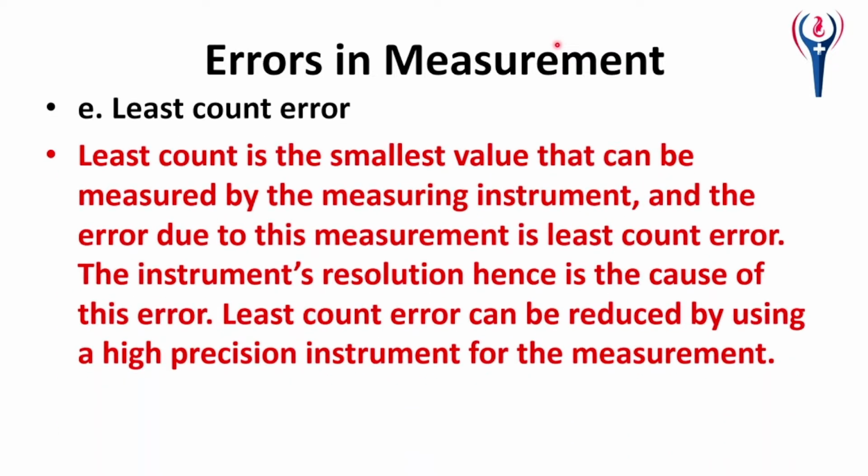Least count error. Least count is the smallest value that can be measured by the measuring instrument, and the error due to this measurement is least count error. Instrument's resolution limit is the cause of this error. Least count error can be reduced by using a high precision instrument. For example, what is the least count of screw gauge? Yesterday only we discussed.